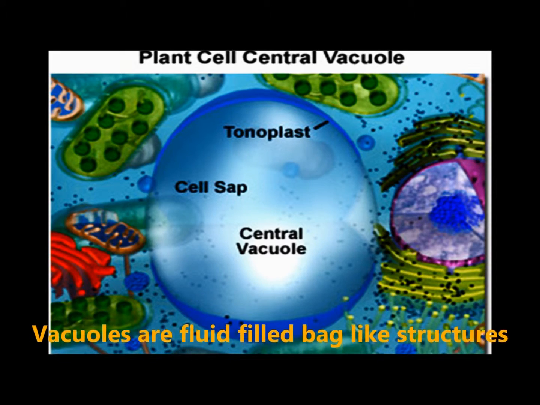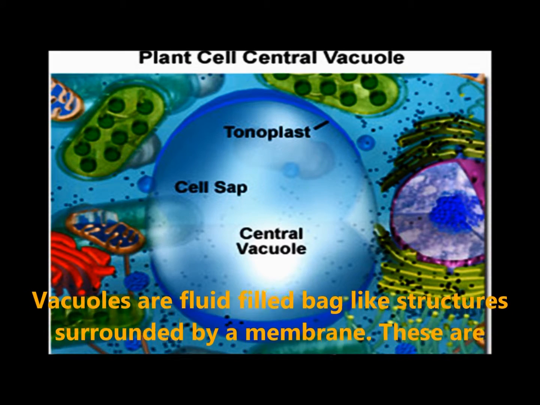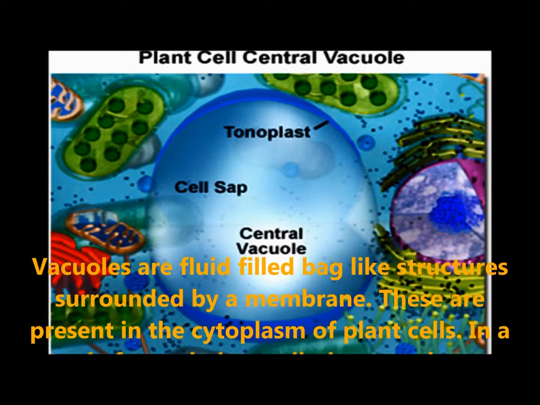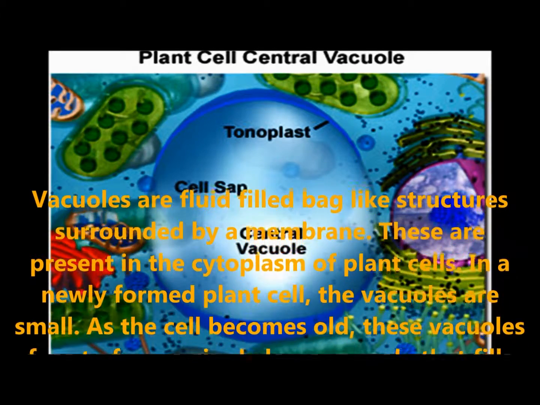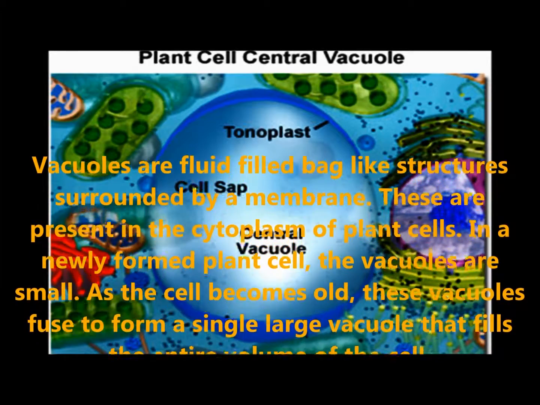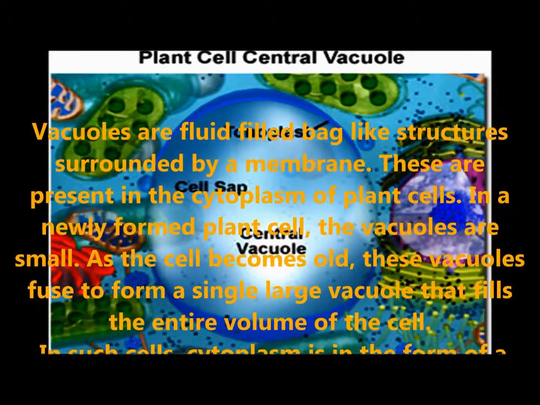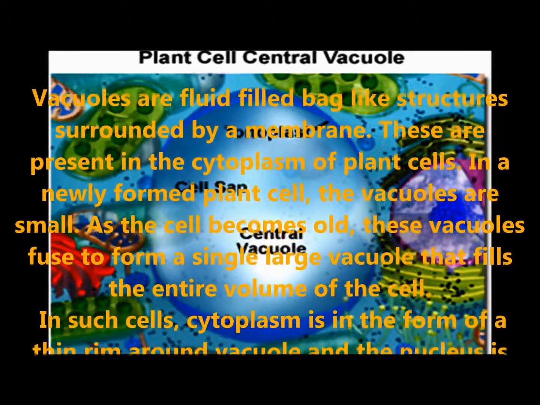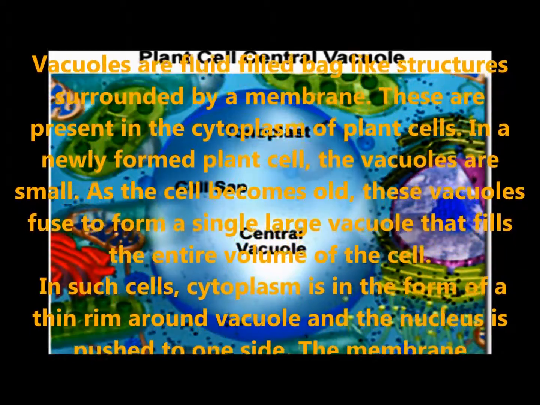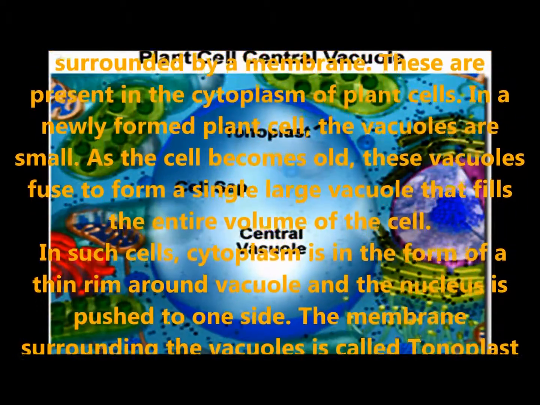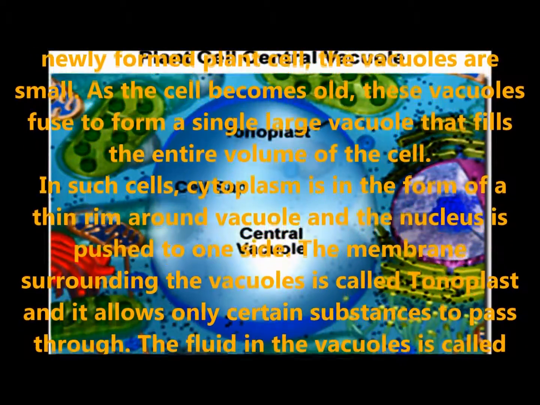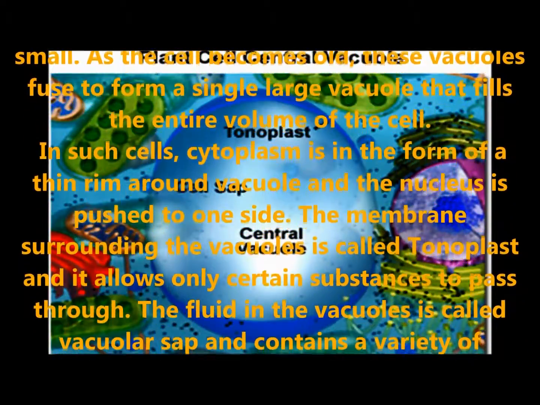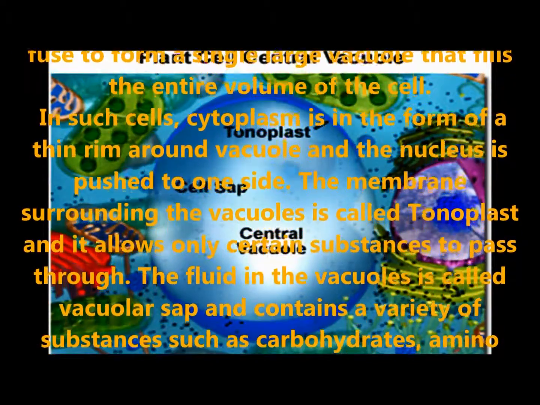Vacuoles. Vacuoles are fluid-filled bag-like structures surrounded by a membrane. These are present in cytoplasm of a plant cell. In a newly formed plant cell, the vacuoles are small. As the cell becomes old, these vacuoles fuse to form a single large vacuole that fills the entire volume of the cell. In such cells, cytoplasm is in the form of a thin rim around a vacuole and the nucleus is pushed to one side.